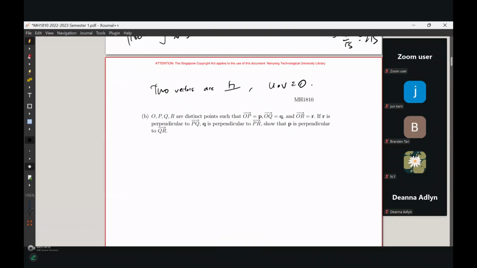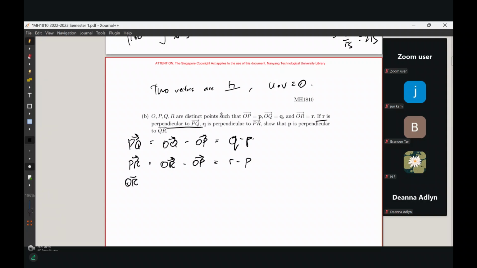So we have that r is perpendicular to PQ, so r dotted with PQ is 0. PQ here is equal to OQ minus OP, which is q minus p. PR is OR minus OP, which is r minus p.